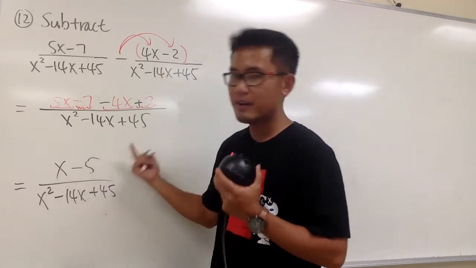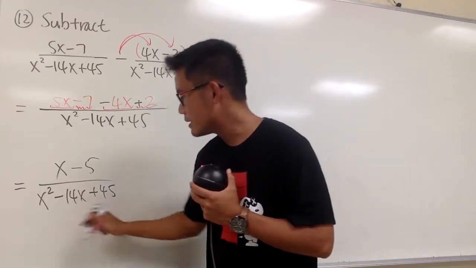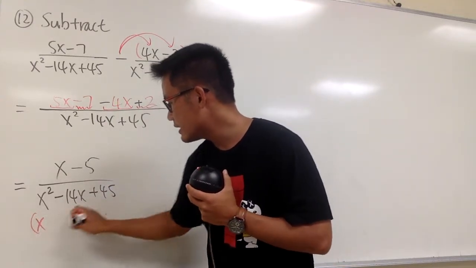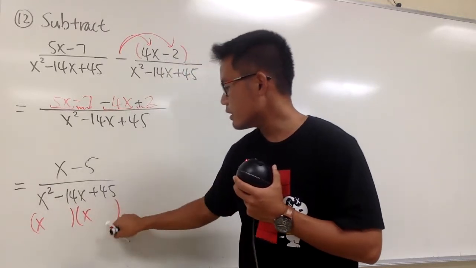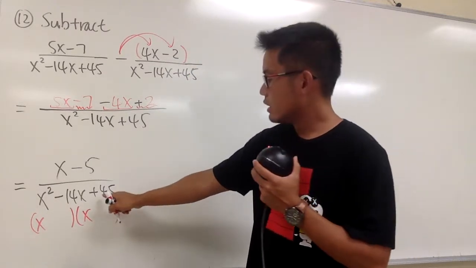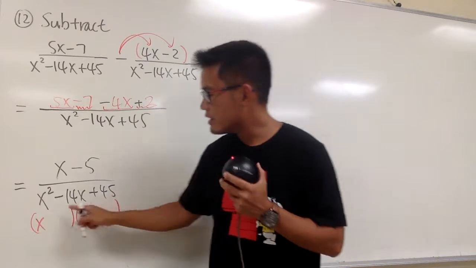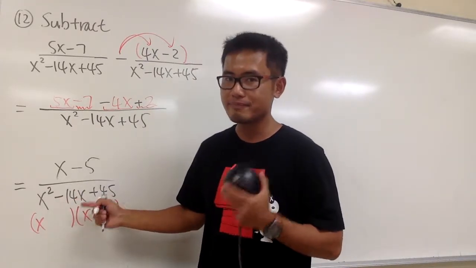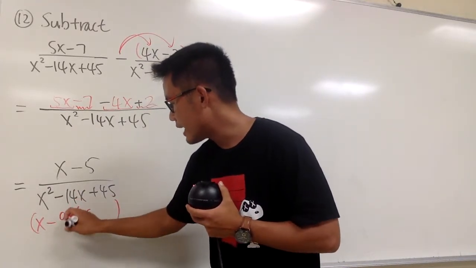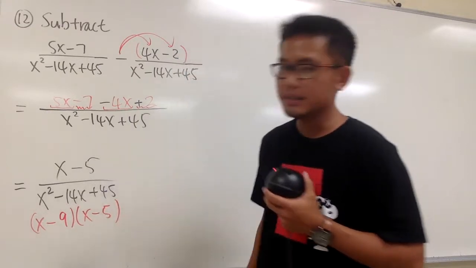On the top, I cannot factor out anything anymore. But on the bottom, we can go ahead and factor this as x times x. What times what gives us positive 45, and together they add up to be negative 14? Well, I need to have negative 9 and negative 5, right?